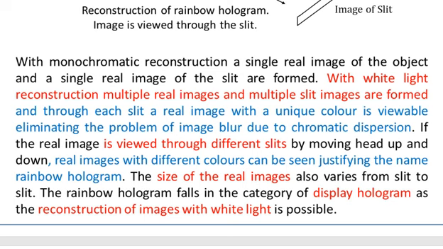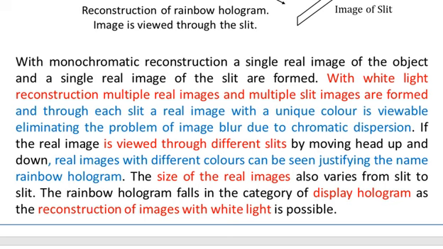With monochromatic reconstruction, a single real image of the object and a single real image of the slit are formed. With white light reconstruction, multiple real images and multiple slit images are formed, and through each slit, a real image with a unique color is viewable, eliminating the problem of image blur due to the chromatic dispersion.